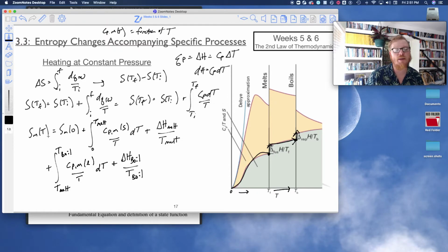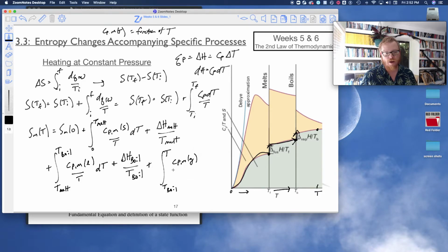But that still doesn't take me up to this generic T, whatever that T might be. Suppose it's somewhere right here, some gas phase temperature. Okay? So now what I need to do is integrate over the phase of the gas. And so now I can integrate this from T boil to just T, whatever my T might be, and that's going to be the molar heat capacity of the gas phase divided by temperature, dT.